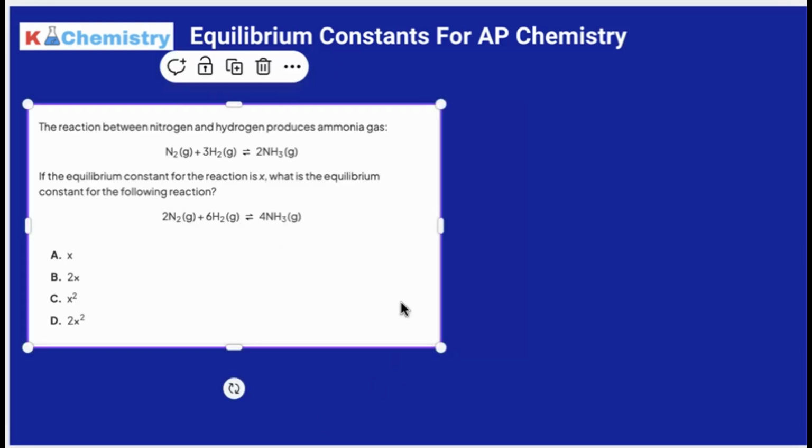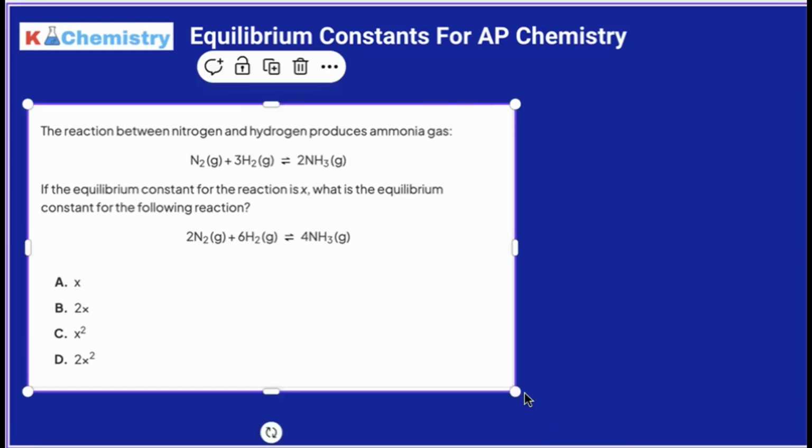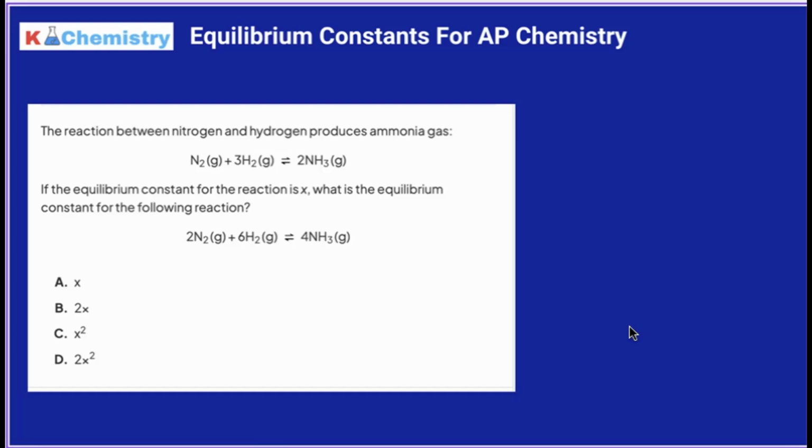The reaction between hydrogen and nitrogen produces ammonia gas. If the equilibrium constant for the reaction is X, what is the equilibrium constant for the following reaction? N2 plus 3H2 give me 4NH3. Oh, I have doubled the equation. All I have done is double the equation. I did not reverse it or anything. It is the same, so I just doubled it.